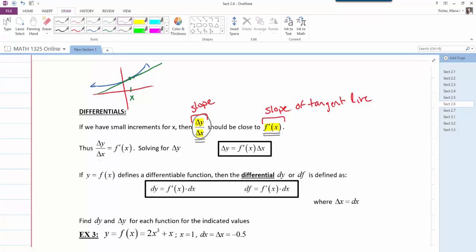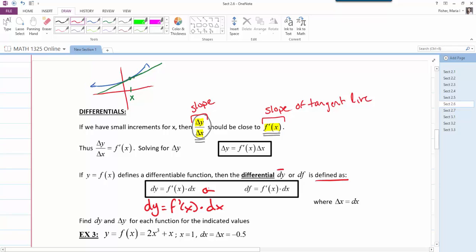Thus, if we say that, then delta y over delta x would equal f prime of x. If I solve it for delta y, it is always going to equal f prime of x times delta x. If y equals f of x is a differentiable function, then the differential dy, or df in some cases, is defined as follows. dy is equal to f prime of x times dx. Same thing that's written right there. Or df is equal to f prime of x times dx. And this is where the change in x, or dx, and delta x are equal to each other.